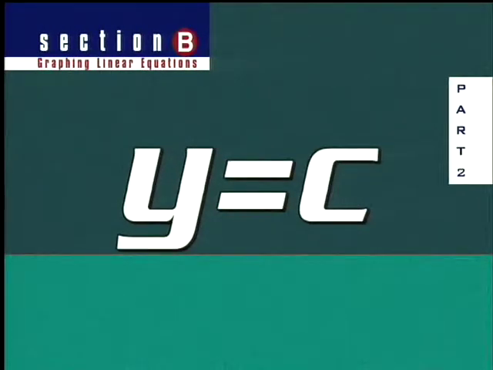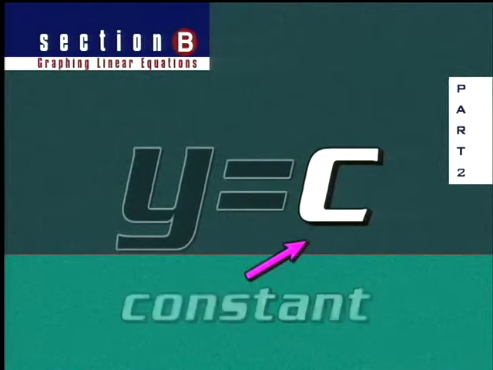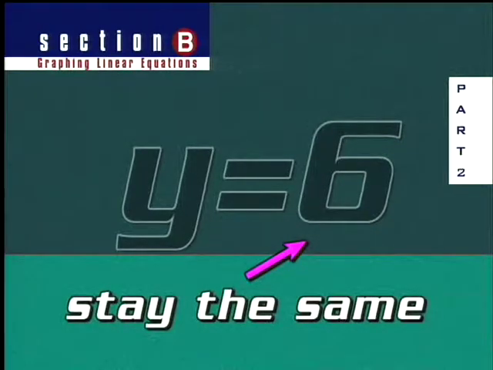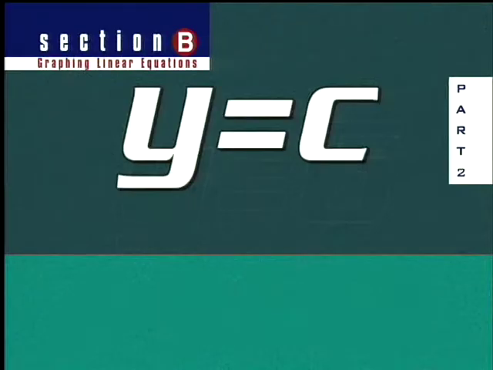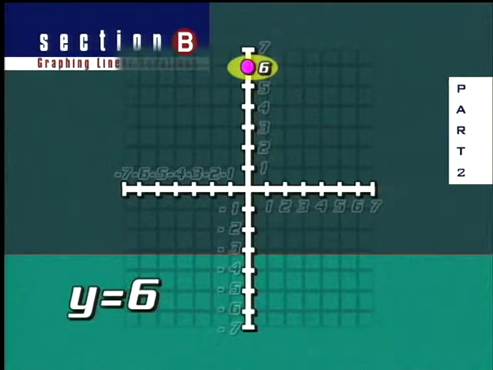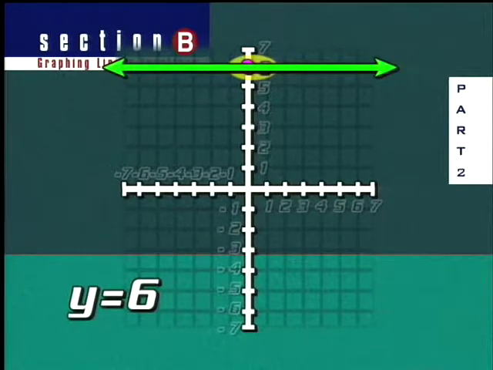In equation form, it looks like this: y equals c, where c is some constant number. This just means that we're going to have a particular value here, for example, 6. And this value is going to stay the same no matter what our x-coordinate is. Take a look. So we've got y equals c, and the value of c is 6. We simply mark 6 on the y-axis and draw a horizontal line through it.